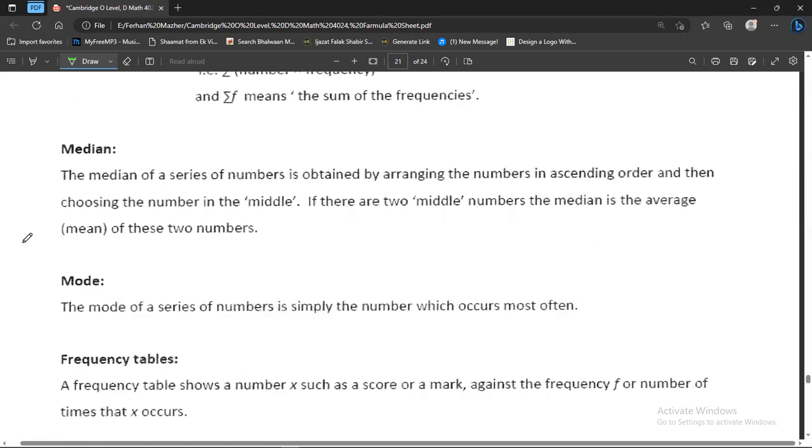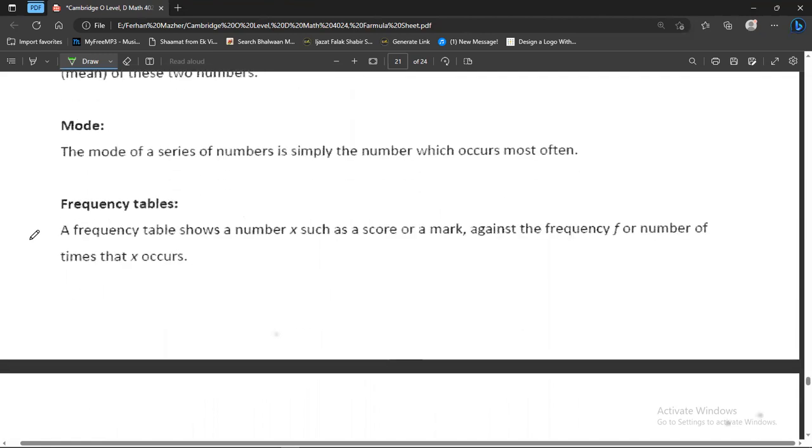Median: the median of a series of numbers is obtained by arranging the numbers in ascending order and then choosing the number in the middle. If there are two middle numbers, the median is the average or mean of these two numbers. Mode: the mode of a series of numbers is simply the number which occurs most often. The number which has the highest frequency is the mode.